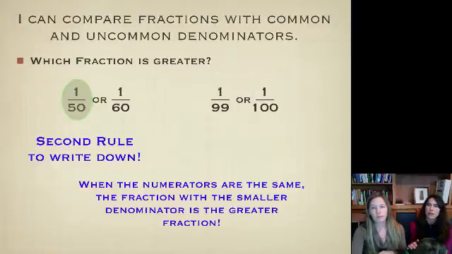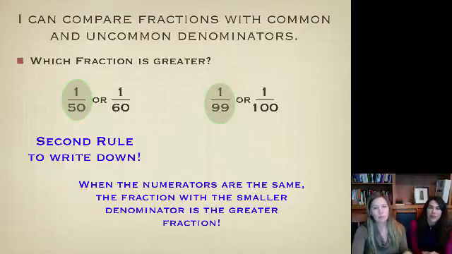So in this case too, we have 1 over 99 or 1 over 100. It's not a big difference, but because the denominator is smaller, 1 over 99 is the greater fraction.